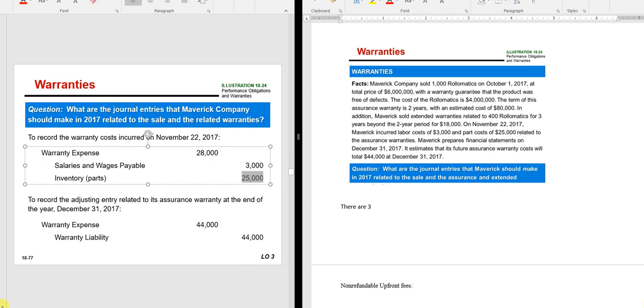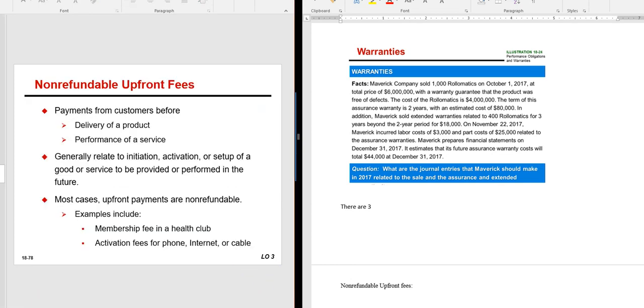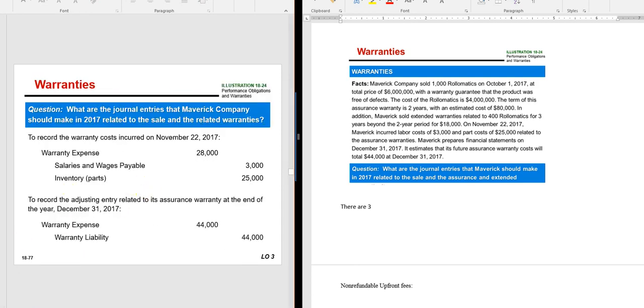Next one. Oh, let's go up here. Let me go back on this one. We're going to, in the end, also have estimated warranty costs related. That's going to go out an additional 3 years. And I thought it did this one.